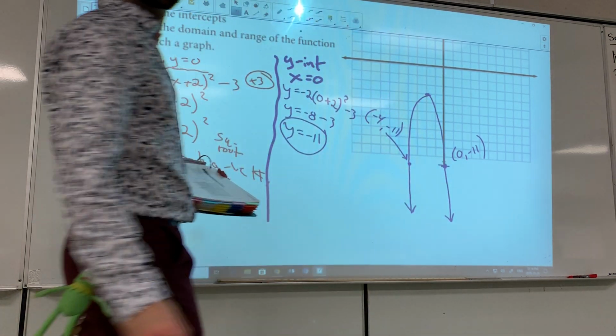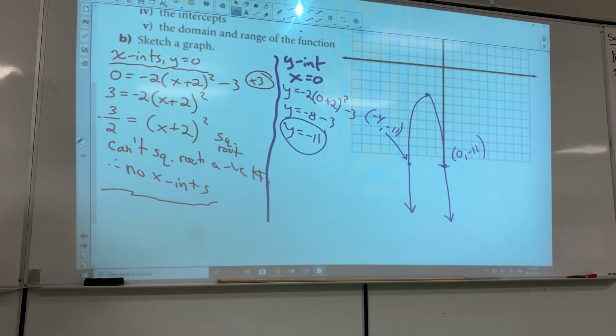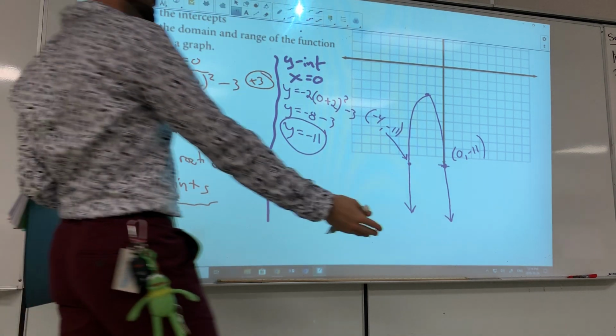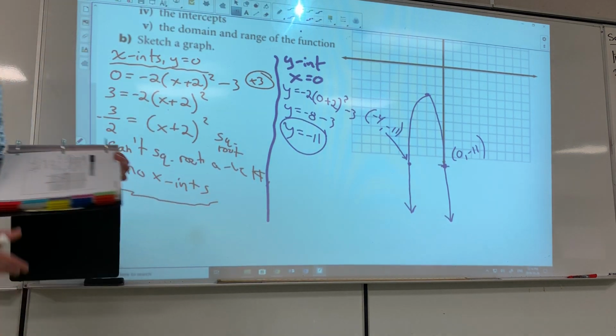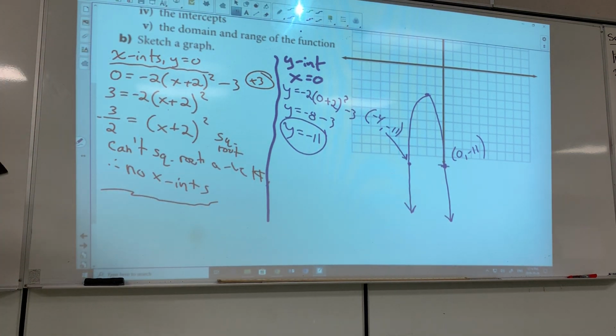You're done. Okay? So you always need the vertex, all intercepts, and then you always need at least 1 point to the right of the vertex and 1 to the left. So if your intercepts don't get you that, then you need to go find more points.